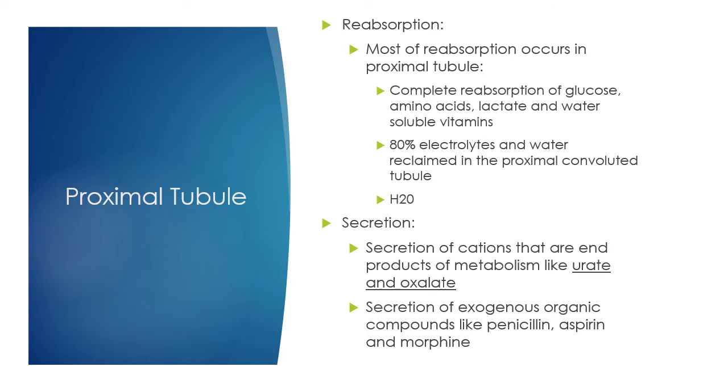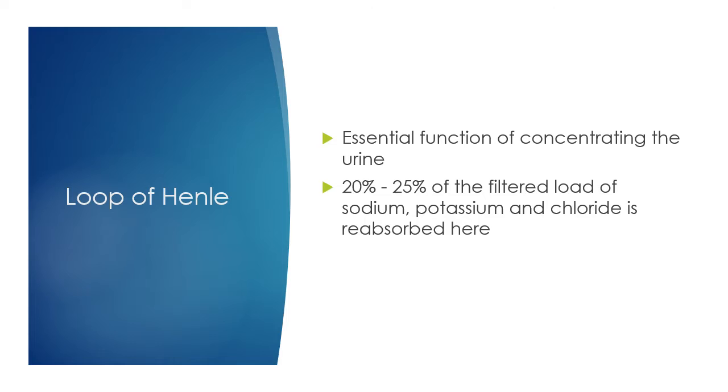In the proximal tubule, the functions there are the reabsorption of substances such as glucose, amino acids, lactate, water-soluble vitamins, and secretion of substances such as urate and oxalate, organic compounds, and drugs such as penicillin, aspirin, and morphine. The loop of Henle has its major function in concentrating the urine. So 20 to 25% of the filtered load of the sodium, potassium, and chloride is reabsorbed here.